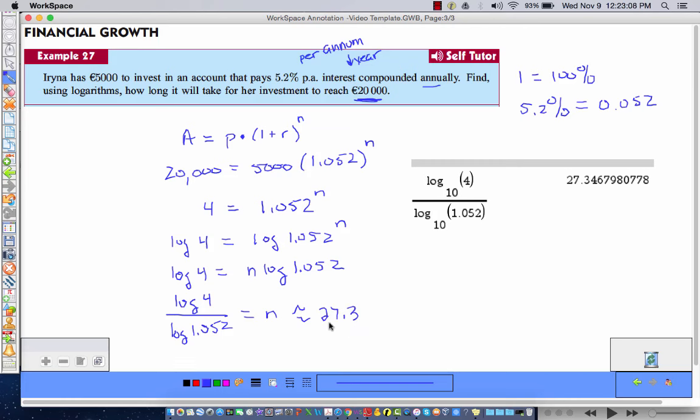So your answer is not 27.3 years, because the interest is compounded annually. So it's compounded at the end of the 27th year, and then we have to wait, since there's a 0.3 here, that's going to be less than the 20,000 that we're shooting for. So it won't be until the 28th year that the investment will reach a value of 20,000 pounds. All right, hope you enjoyed that.